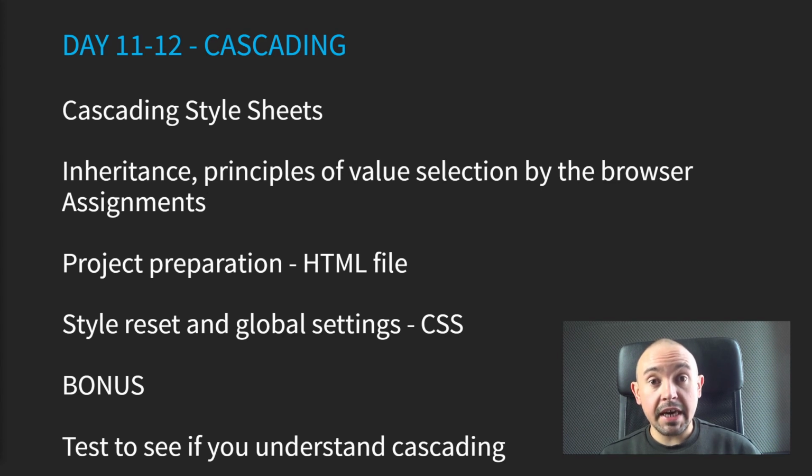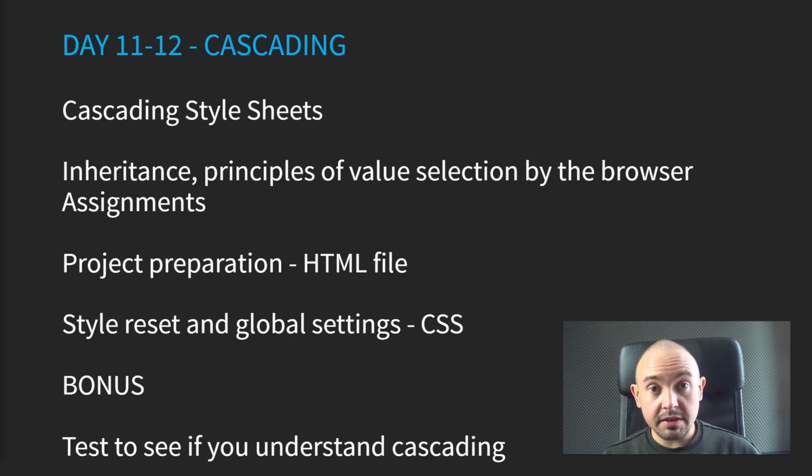Recently, we were discussing cascading. Cascading is a very important part of CSS, which stands for cascading style sheets. As a part of cascading, we discussed inheritance and the principles for selecting values for the properties by the browser. There were also assignments where you had to use your newly acquired knowledge. Finally, we prepared a basic file structure for starting our projects and set up a CSS file by resetting styles and setting global properties. In the bonus material, we will do a test to check if you understand cascading.